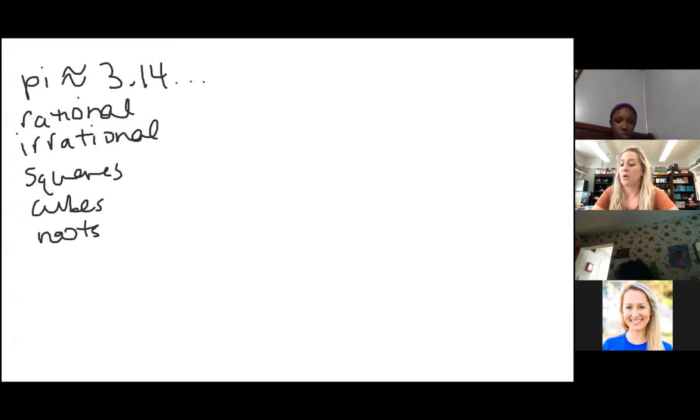So these are the things we're going to be covering today: pi, rational, irrational, squares, cubes, square roots, and cube roots. And like we just talked about, 3.14 goes on forever in a random order decimal. That's irrational. Okay, so moving on. You don't have to write down the question every single time. You can just answer the question. That's kind of what we did in class today. You can write down the number and then the answer.